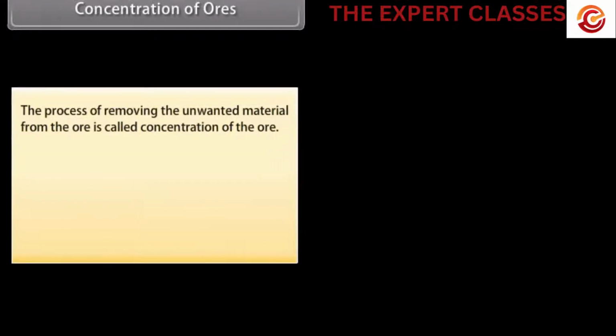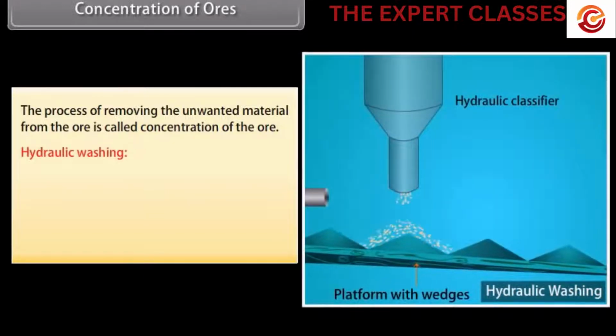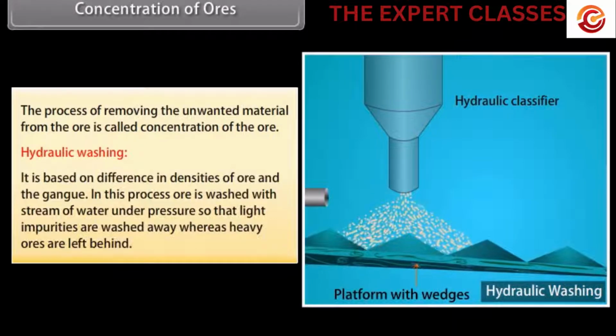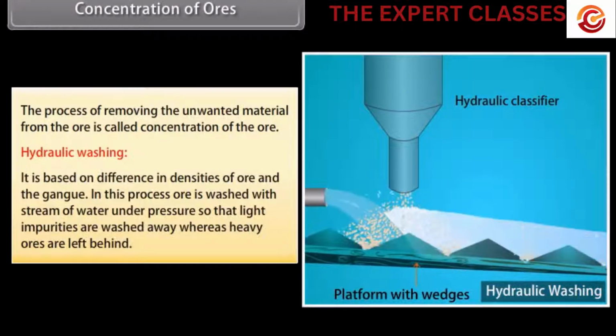Concentration of ores. The process of removing the unwanted material from the ore is called concentration of the ore. The important methods for concentration of the ore are hydraulic washing. It is based on difference in densities of ore and the gangue. In this process, ore is washed with a stream of water under pressure so that light impurities are washed away, whereas heavy ores are left behind.